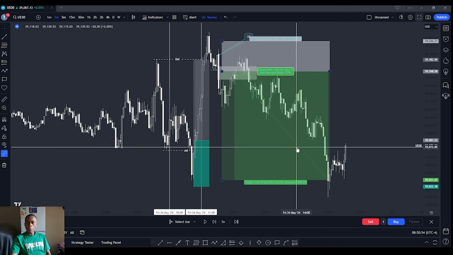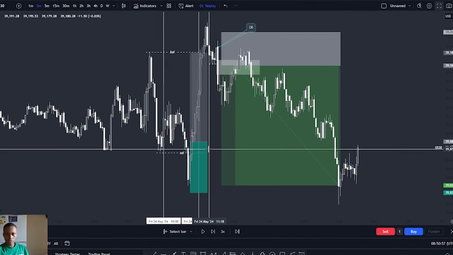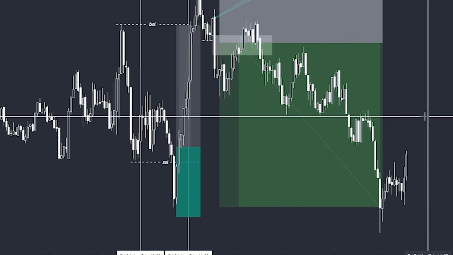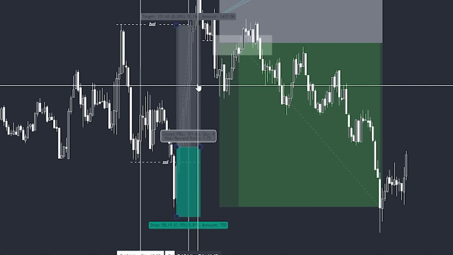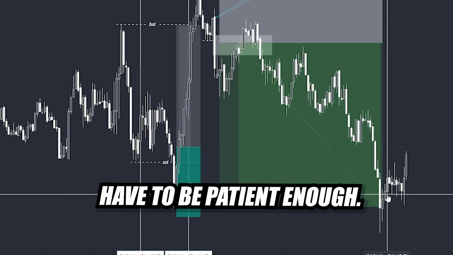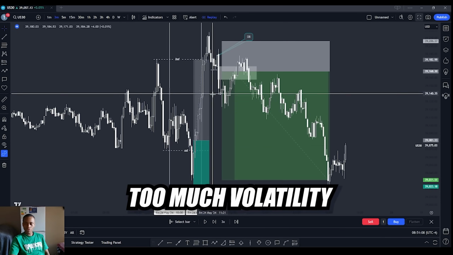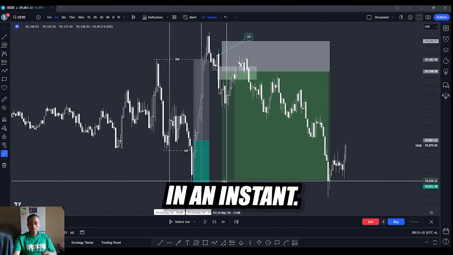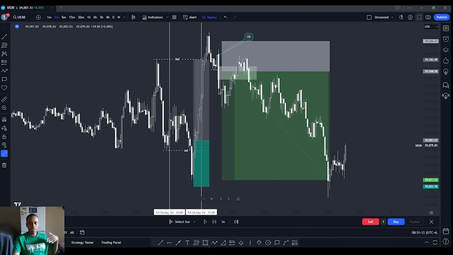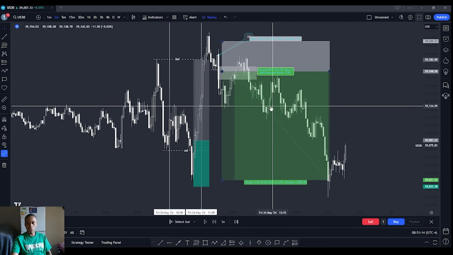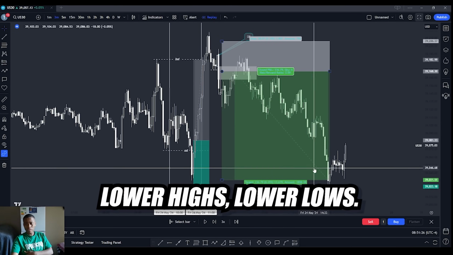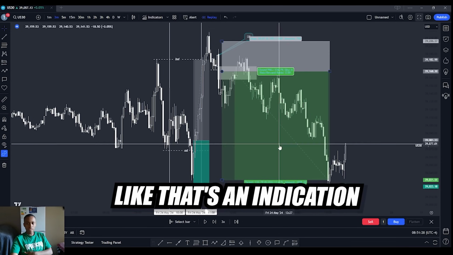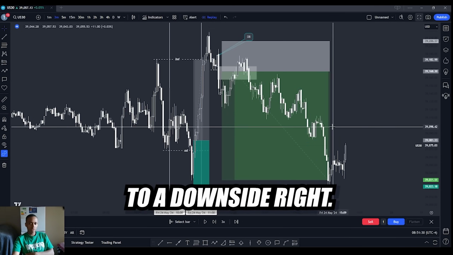Now, with these two trades, the difference is volatility is more here. Here you have to be patient enough, but here there's too much volatility. In an instant, the trade is playing out. It doesn't consolidate, it just makes lower highs and lower lows, lower highs, lower lows. So that's an indication that the market is going to the downside, right?